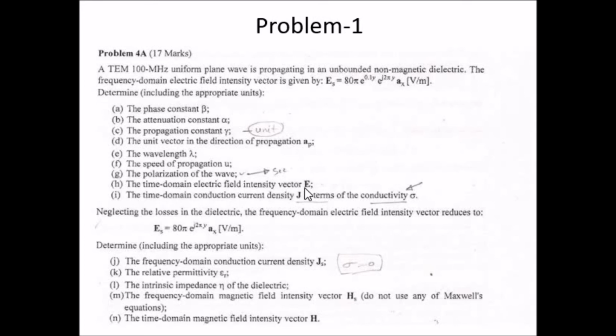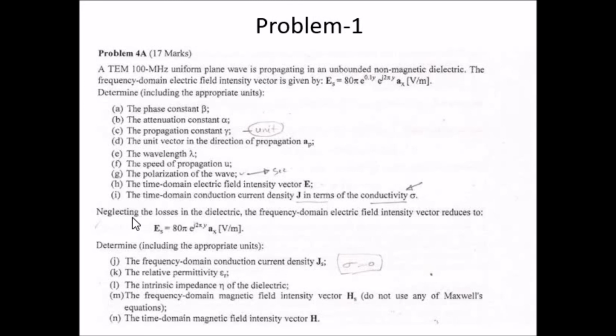The time domain electric field intensity will be 80 pi e to the power 0.1 y cosine omega t plus 2 pi y ax. Then the time domain conduction current density. So this is in terms of sigma. You can write J equal to sigma times E, and E is given, so we just need to write it in the time domain.